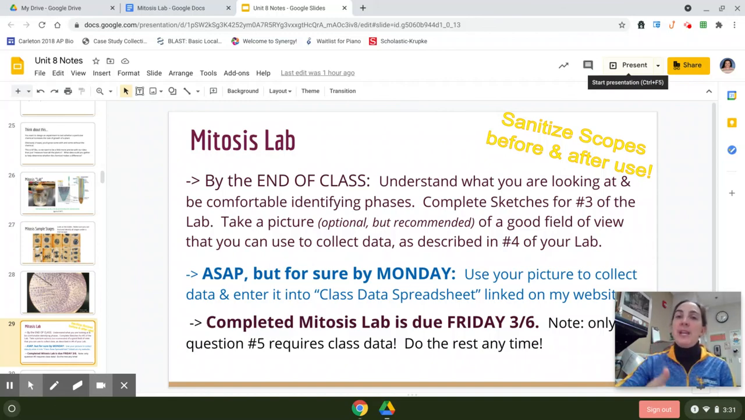And I want to make sure you have time to ask questions about chi-square or about making graphs with error bars. Those are things we haven't done for a while.